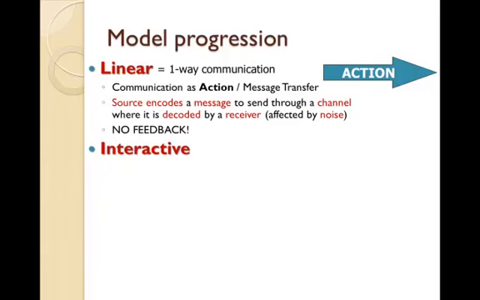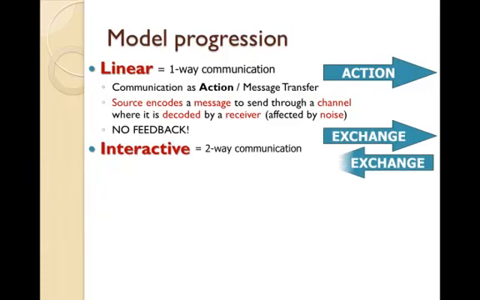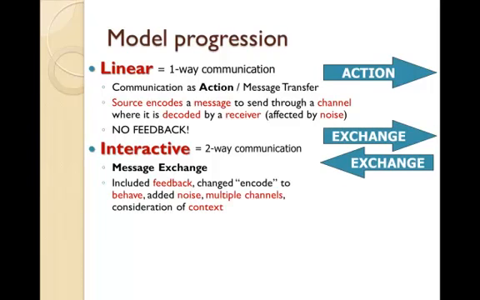The interactive model, on the other hand, views communication as two-way. It is message exchange. So this takes into account the feedback loop by adding the second arrow on the bottom of it. So it includes feedback. In this model, it changed the word encodes to behaves to allow for both intentional and unintentional communication, added the concepts of noise, multiple channels, and took into account context.